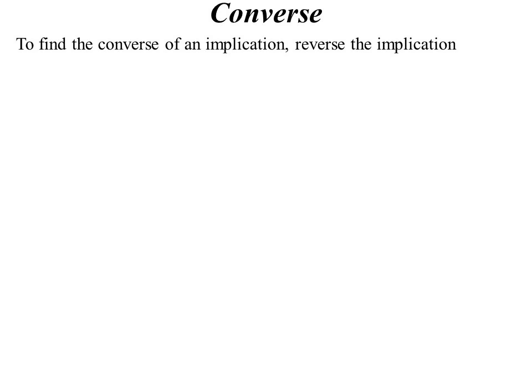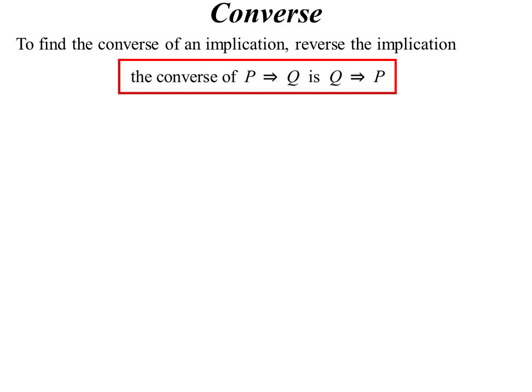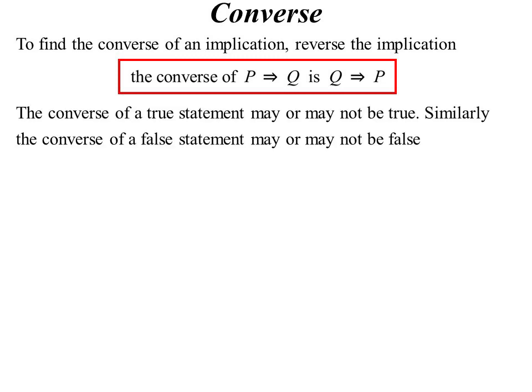Converse. Basically, it's the reverse of the implication. To find a converse, you reverse it. So the converse of P implies Q is Q implies P. Just read it back the other way. The converse of a true statement may or may not be true. It doesn't necessarily have to be true. P is sufficient for Q, whereas Q is necessary for P. Similarly, the converse of a false statement may not be false. It doesn't have to be.